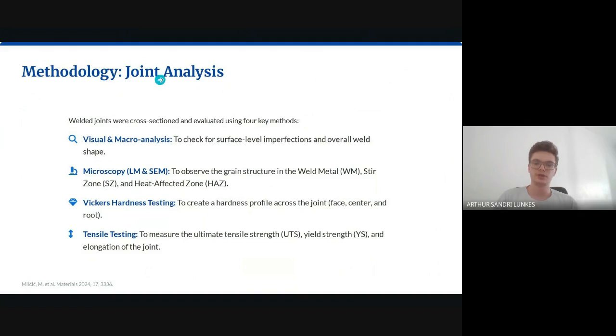For the methodology of analysis, the first one is visual analysis of the weld, looking for, for example, some cracks or tunnels in the welding. The next one is microscopy, to observe the grain structure, like the grain size and other properties in the welded metal, in the stir zone and heat affected zone, for example. The authors also performed tensile and hardness tests on the samples to obtain some mechanical properties.